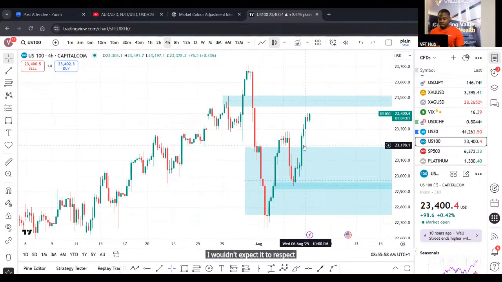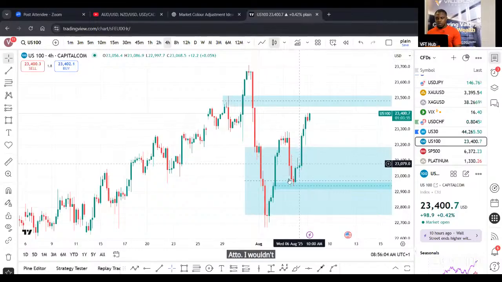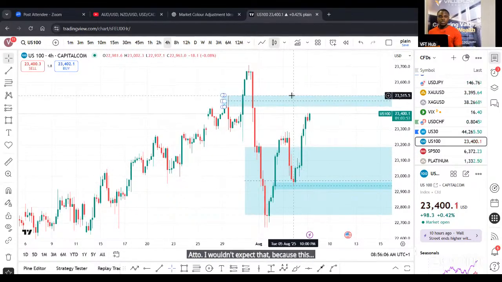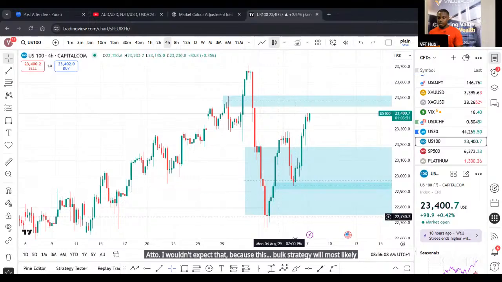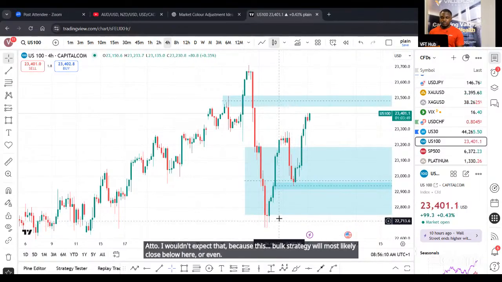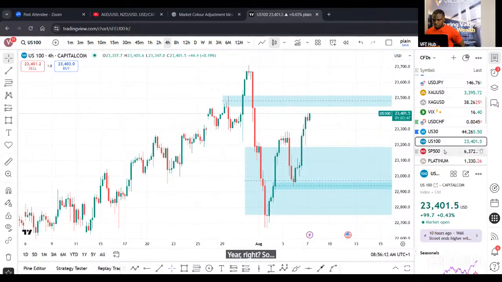I wouldn't expect this fair value gap to hold at all. At all. I wouldn't expect that, because this box strategy will most likely close below here or even here, right? So let's continue with the analysis.